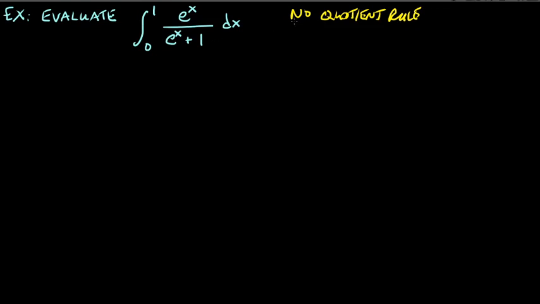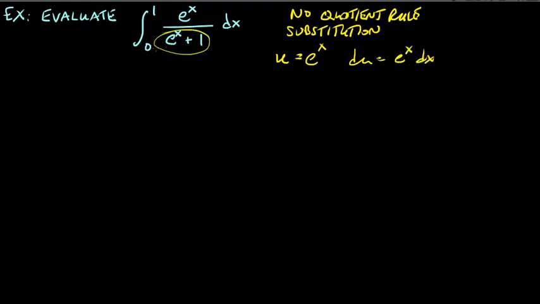So what do we do? If there's no quotient rule, we try the only thing we know how: substitution. So what should u be here? Well, it could either be the numerator, e to the x, or the denominator, e to the x plus 1. If you try this, you'll see it doesn't work because the du is still e to the x, but that will not take care of this e to the x plus 1. So that doesn't work.